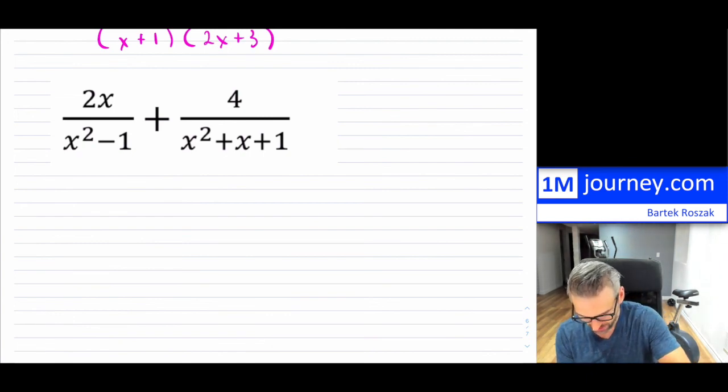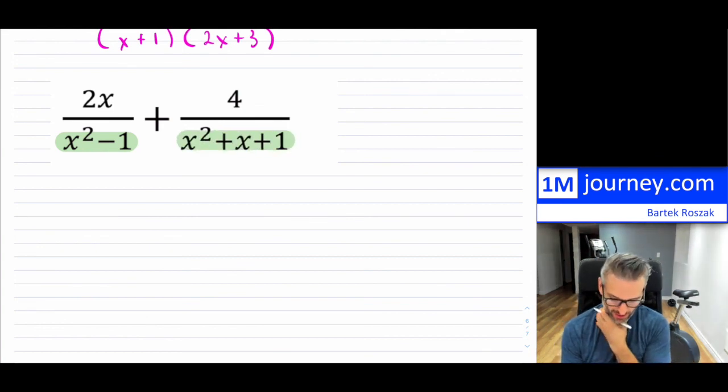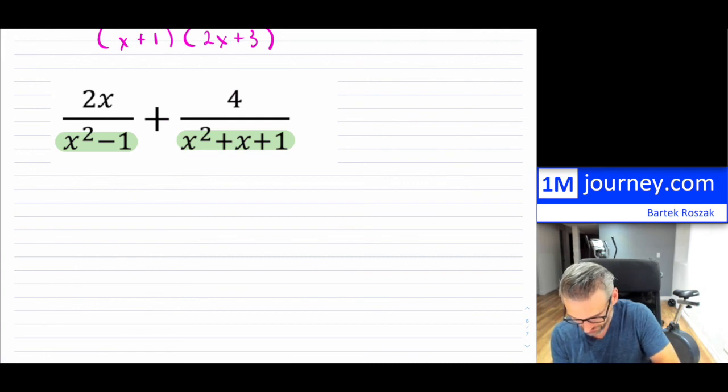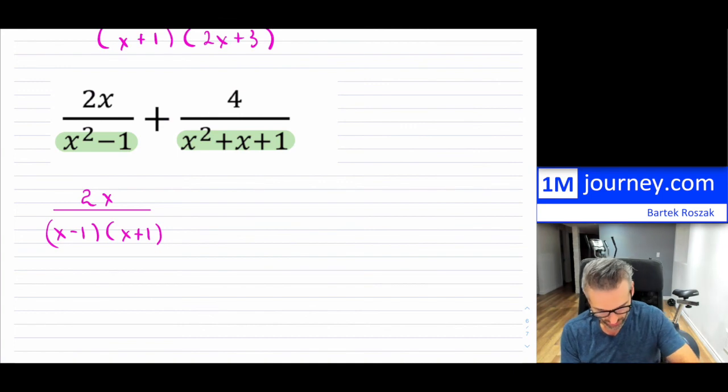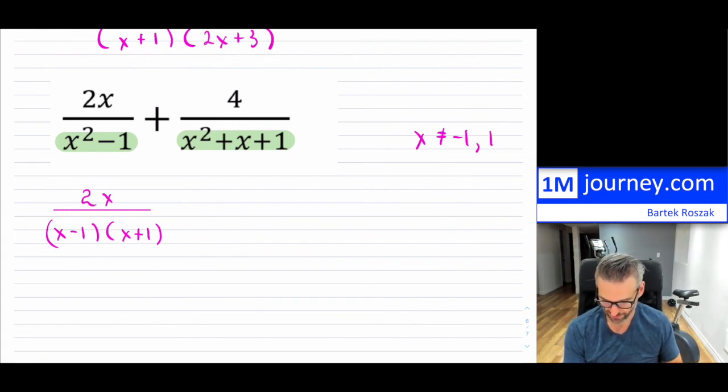So again, in terms of your denominators, I'm just looking here. The first one is 2x divided by x minus 1. So again, difference of squares. So those ones are okay. My restrictions: I won't be able to have x equal to -1 or 1. So those ones come from there.